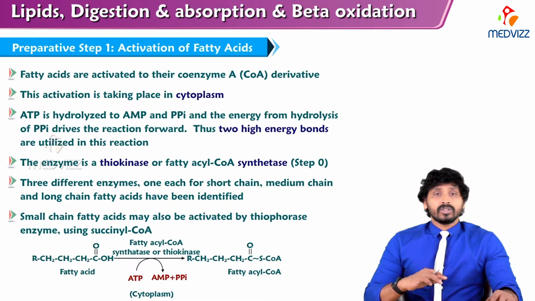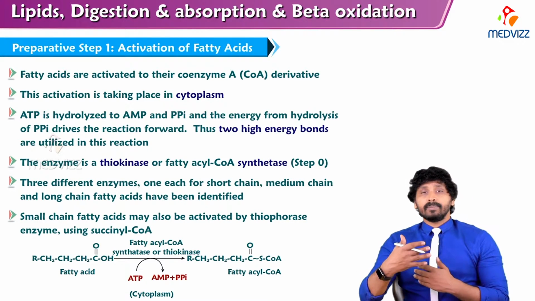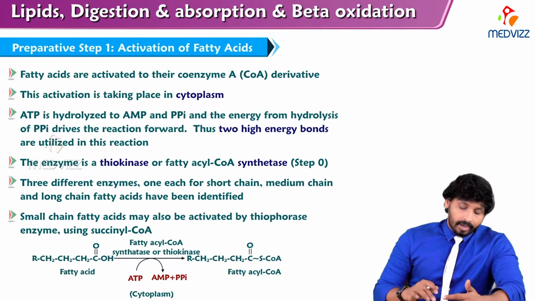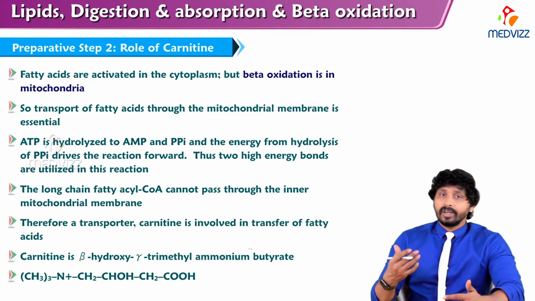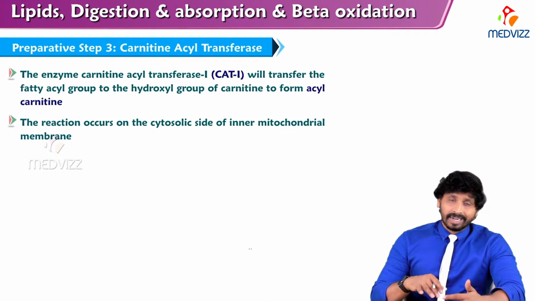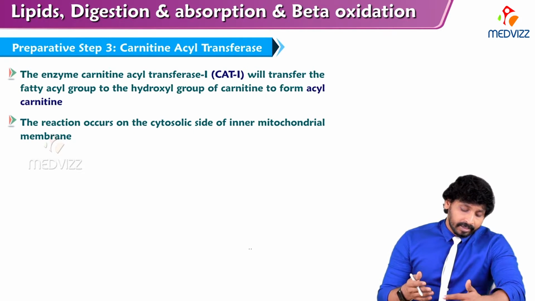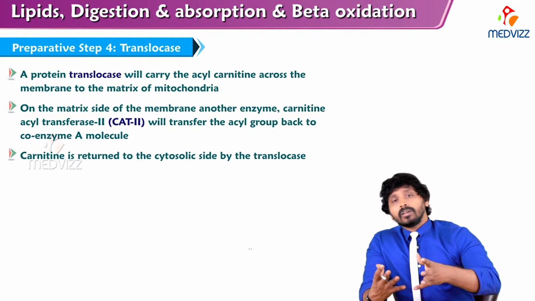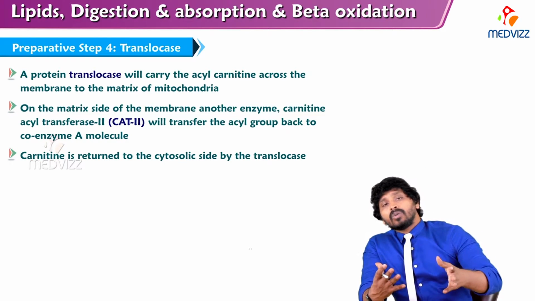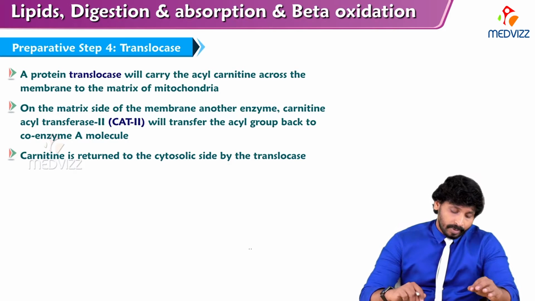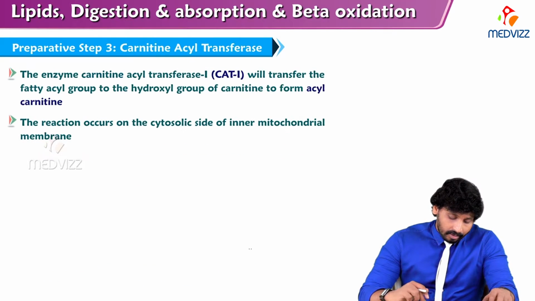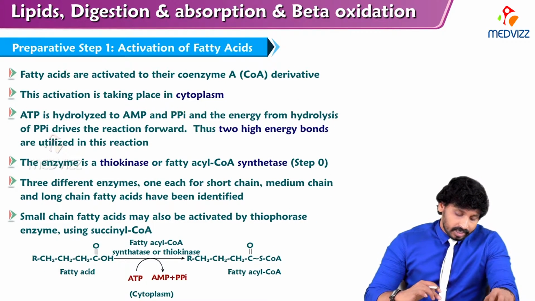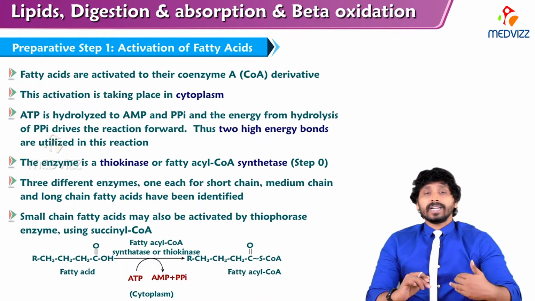We'll see beta oxidation one by one. Preparative step 1 is activation of fatty acids. The second step is the role of carnitine in the transportation of fatty acids into the mitochondria. Preparative step 3 is carnitine acyl transferase, and how it engages the fatty acid from the outer layer of the mitochondria to the inner layer. All of that we will discuss, and then beta oxidation proper, with all the steps involved. First we will see the activation of fatty acids.